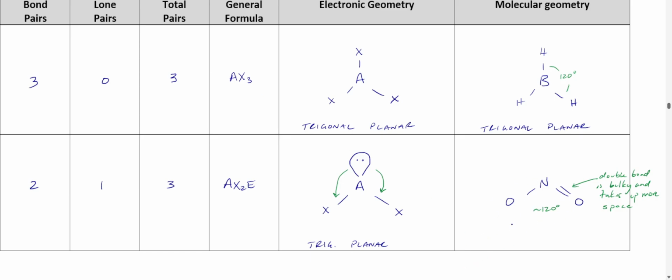Now the shape of this molecule is not going to be trigonal planar, even though that's the electron geometry that it is based on. It's actually called a V-shaped or bent molecule.